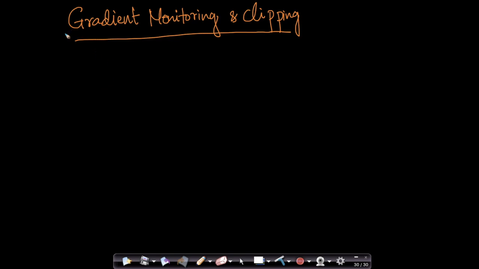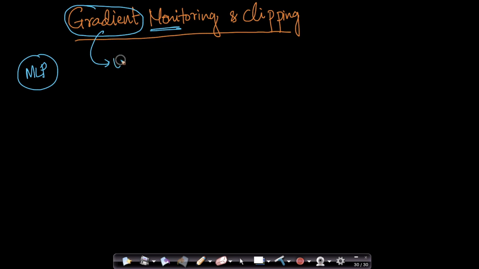So when we train a multi-layer perceptron or any deep learning model for that, we should monitor the gradients, because the most important part of any optimization strategy is about gradients. The whole game is about gradients, because gradients are what we use to update our weights.